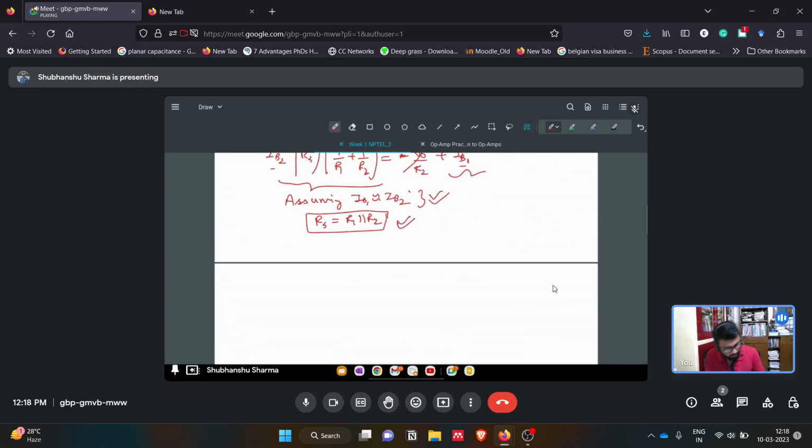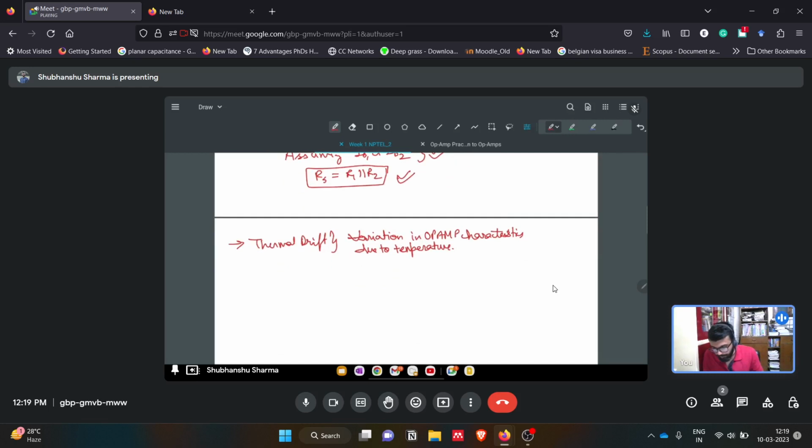Then we have other op amp characteristics like thermal drift. As the name suggests, this is the drift due to the variation in temperature. So this is the variation in op amp characteristics due to temperature. Okay, thermal drift.